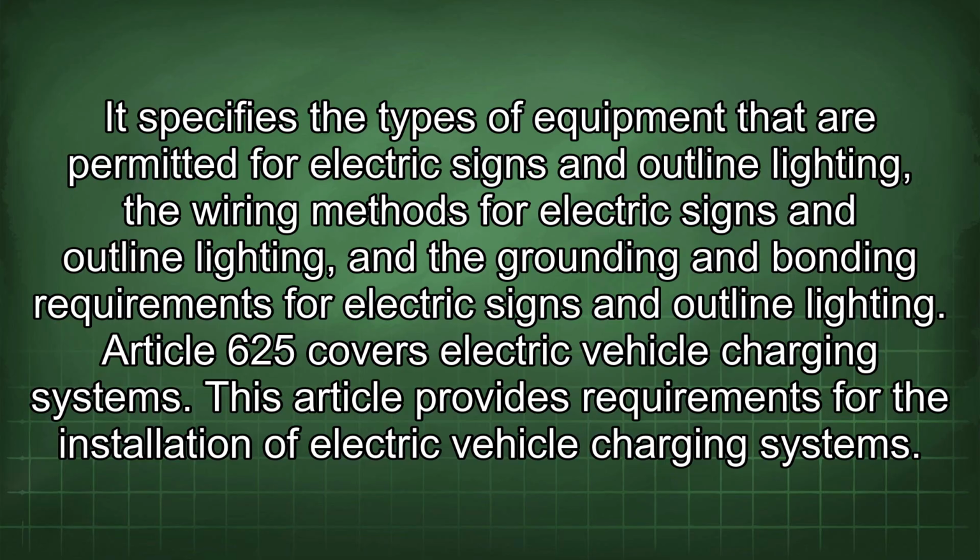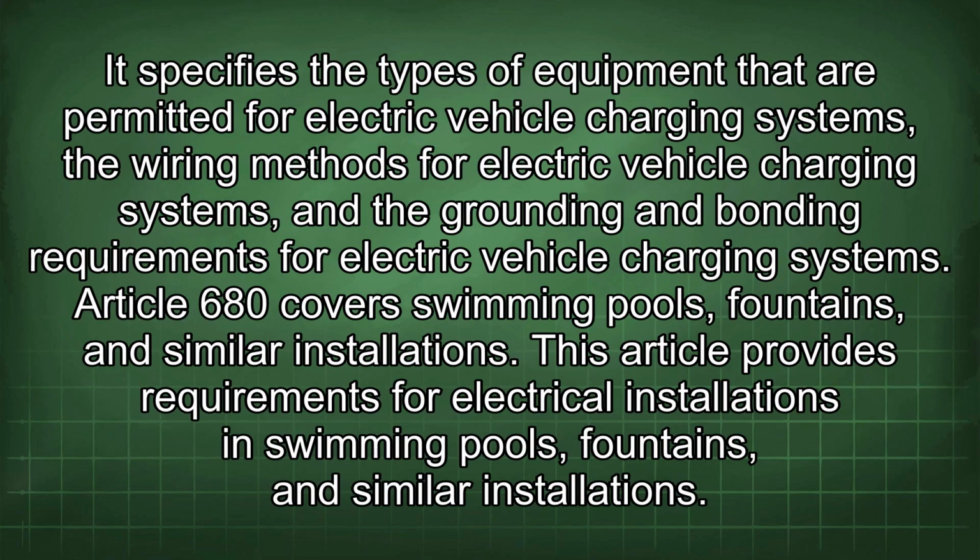Article 625 covers electric vehicle charging systems. This article provides requirements for the installation of electric vehicle charging systems. It specifies the types of equipment that are permitted for electric vehicle charging systems, the wiring methods for electric vehicle charging systems, and the grounding and bonding requirements for electric vehicle charging systems.